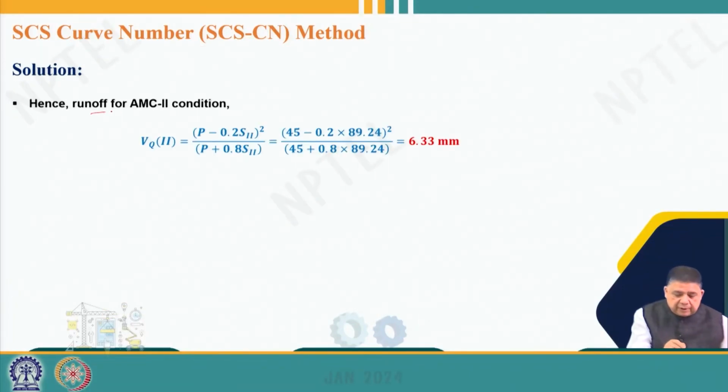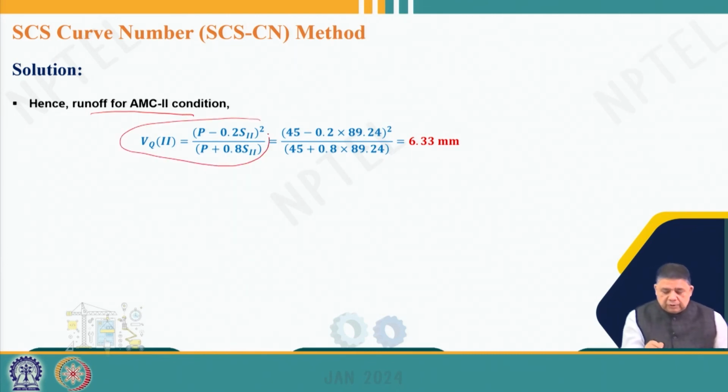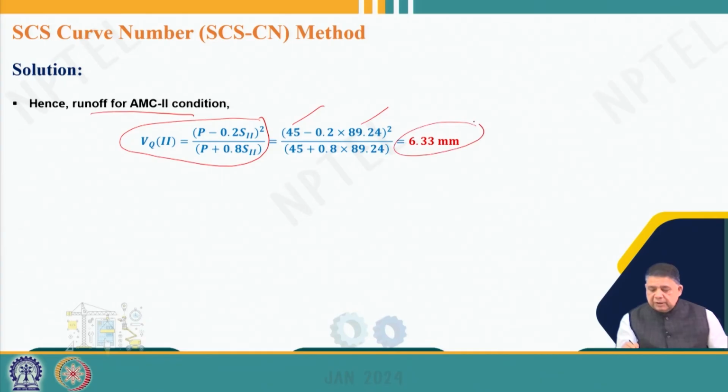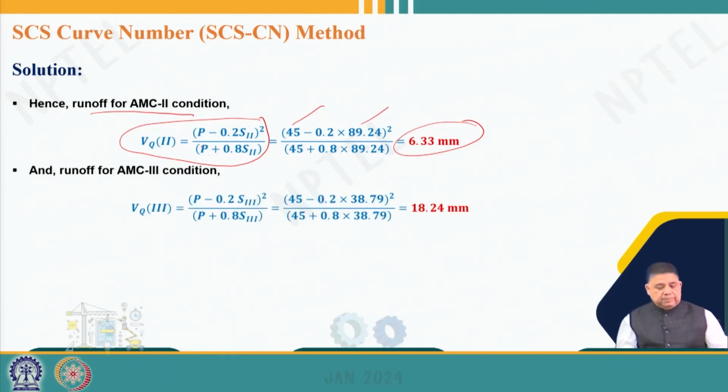Now, runoff for the AMC2 condition, because we already know the S value. So using this formulation, we also know that Ia is 0.2S. It is given already in the problem. So by putting the value of P and the value of S, we can calculate the value of VQ, which comes out to be 6.33 mm. That is when the AMC2 condition is there in the watershed.